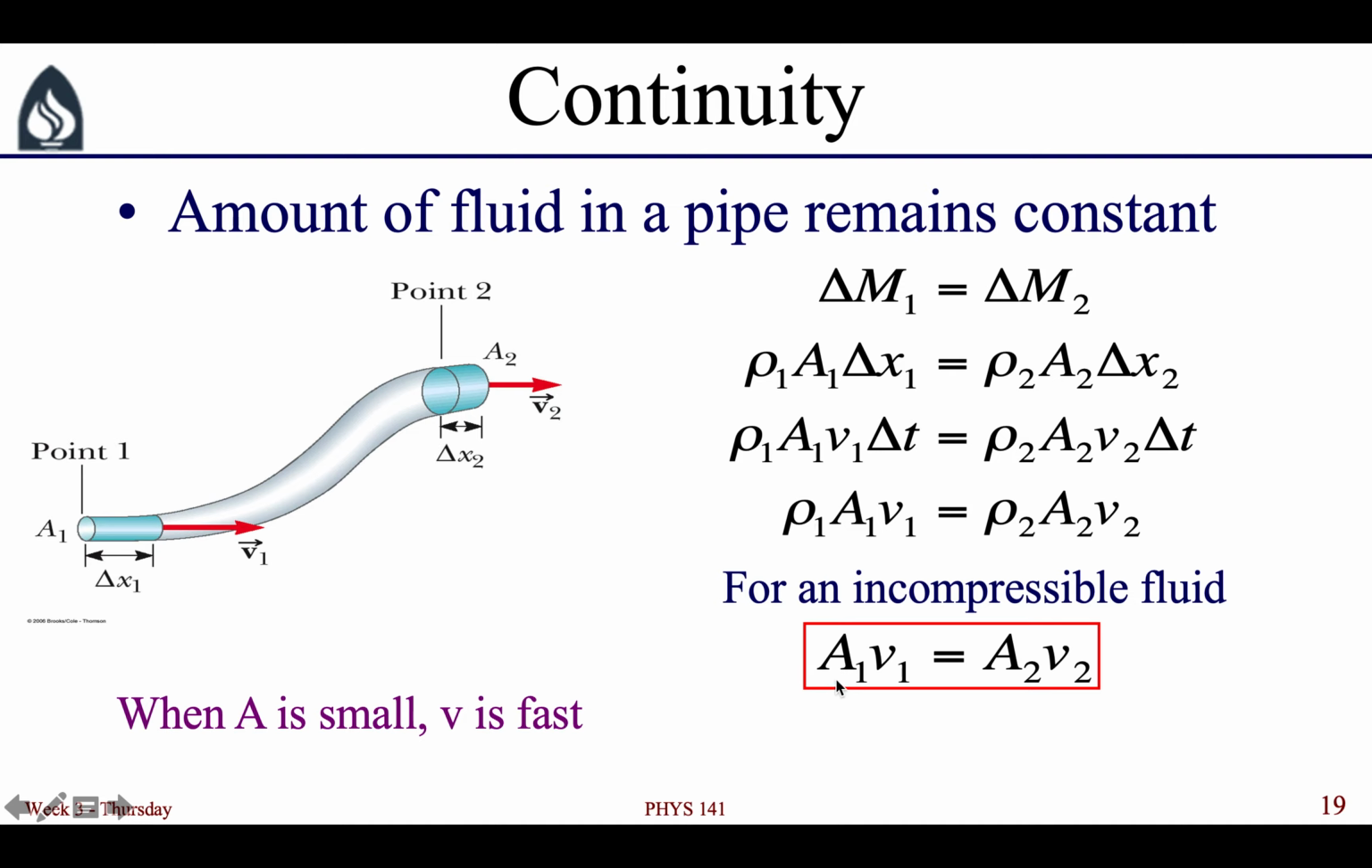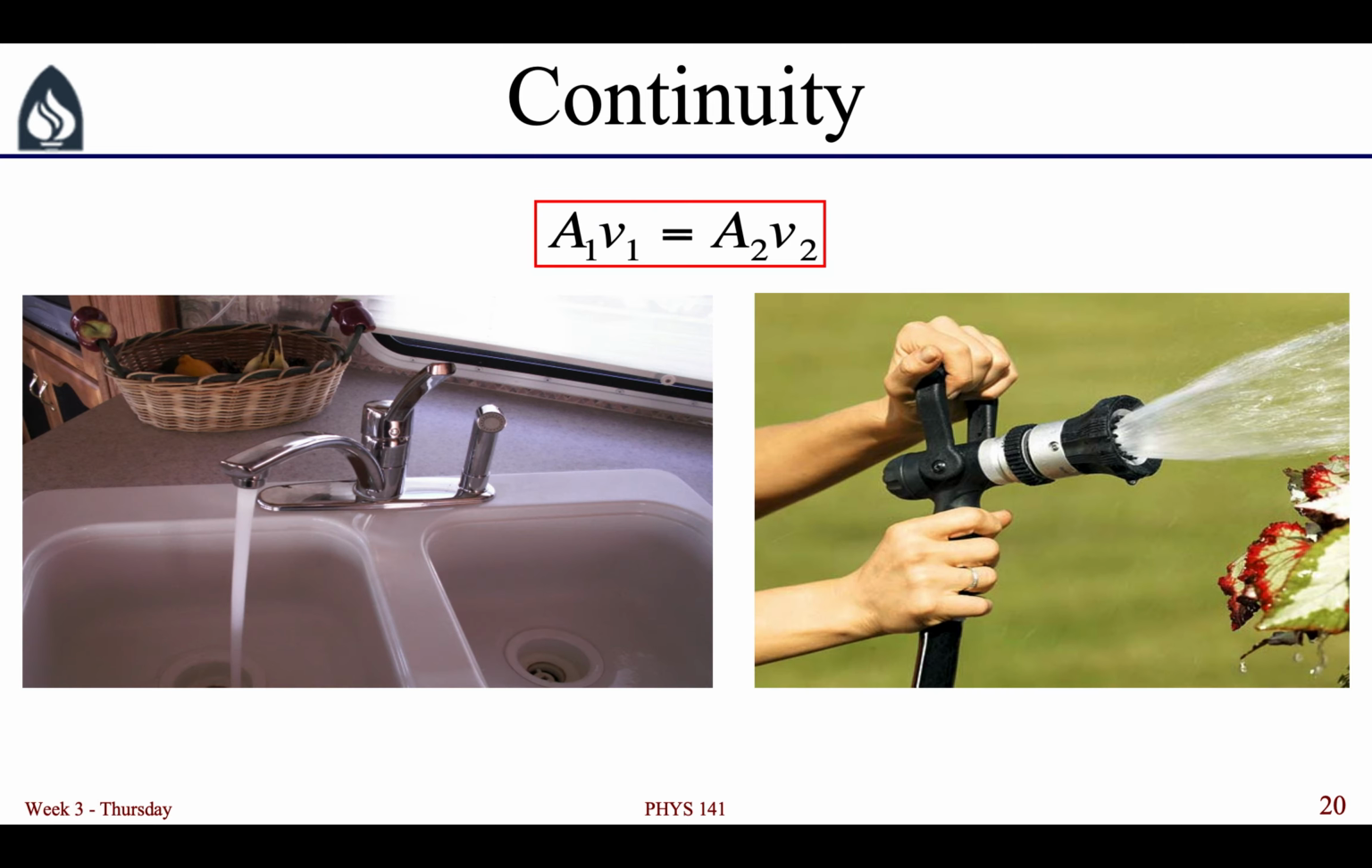So what this is saying is that if we have a pipe and the ends are two different sizes, if the cross-sectional area of the pipe gets smaller, then the velocity will increase to make sure that this quantity remains constant. So when the area gets small, the velocity gets bigger. And you can see this in a couple of different places.